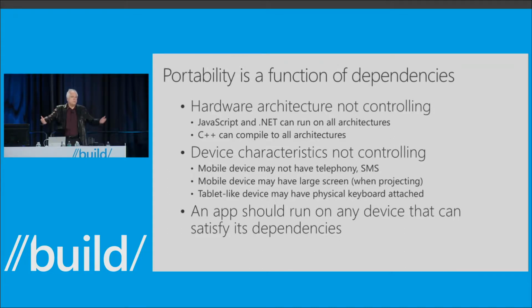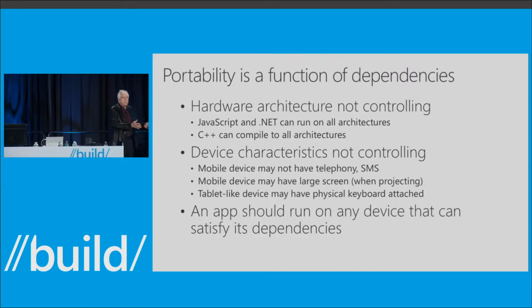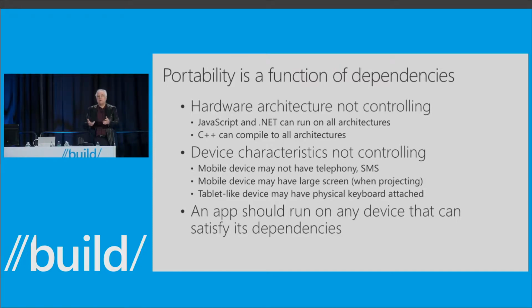We can take the same code and generate multiple binaries and put them all in an AppX bundle, so it looks like one app even. And then we have things like JavaScript and .NET, which can run on all architectures anyway, just because of the way they're constructed. And device characteristics, it used to be, were sort of controlling. You had to have a phone to do SMS or to make a call. But those lines have blurred a lot over the last few years. You can get a tablet that has SMS.